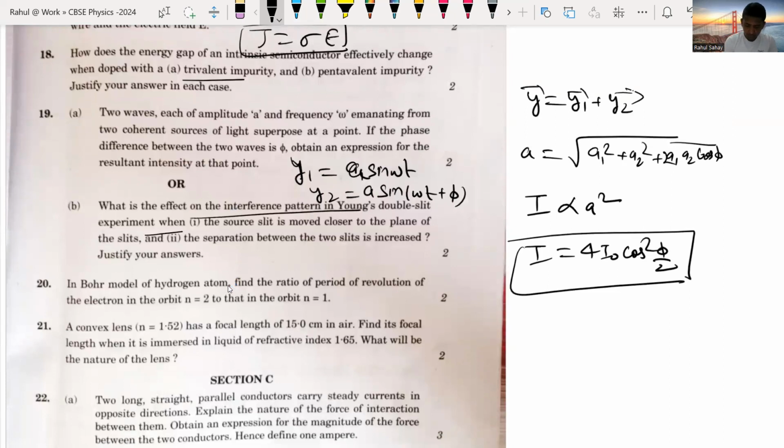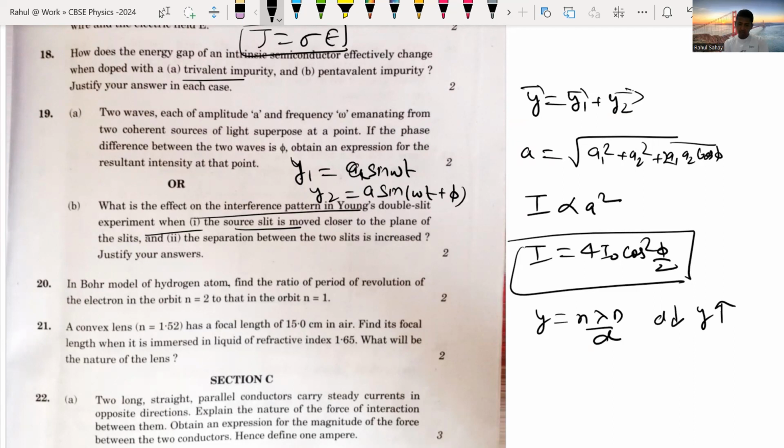The effect on the interference pattern when the source slit is moved closer to the plane of the slits. So y is equal to what? n lambda D by d. The source slit is moved closer. So small d is what? Decreased. Correct. So what happens? The fringe width will what? Increase, right?